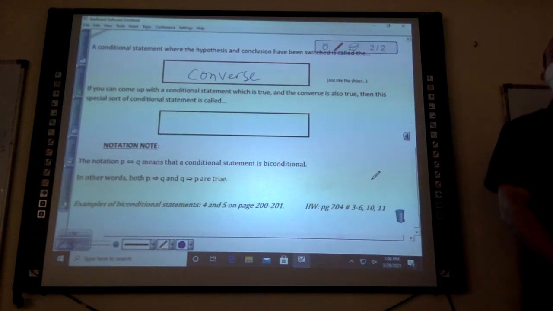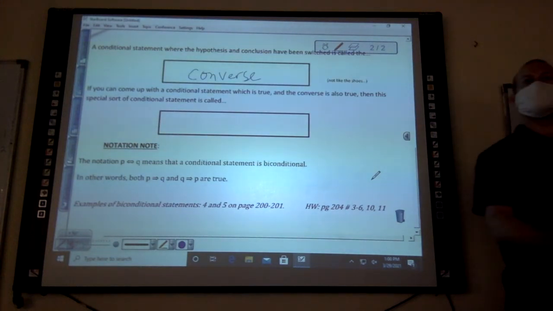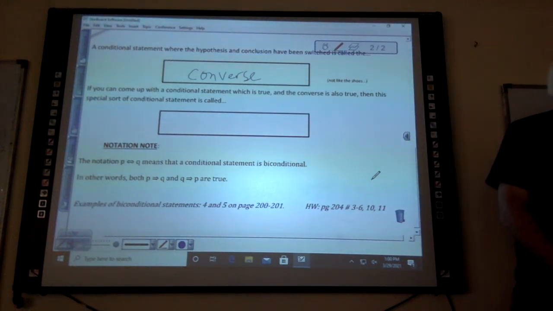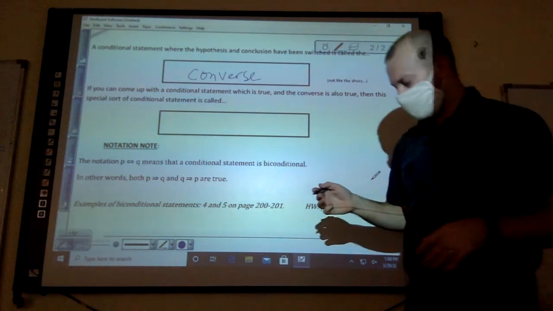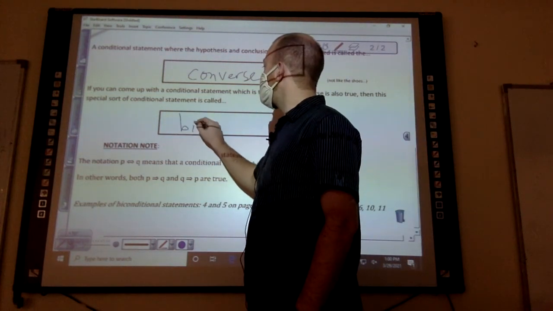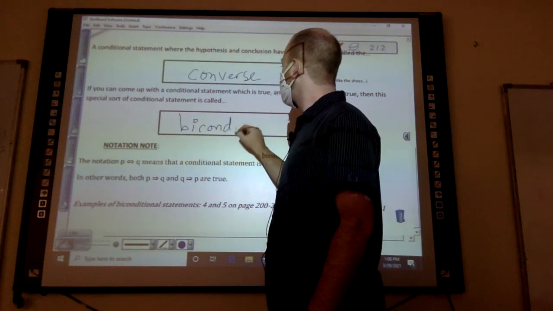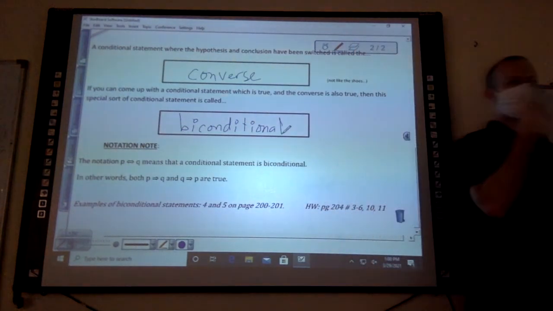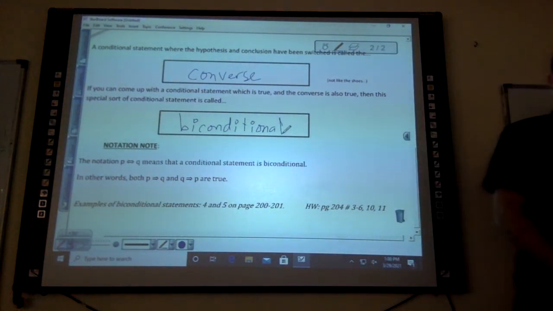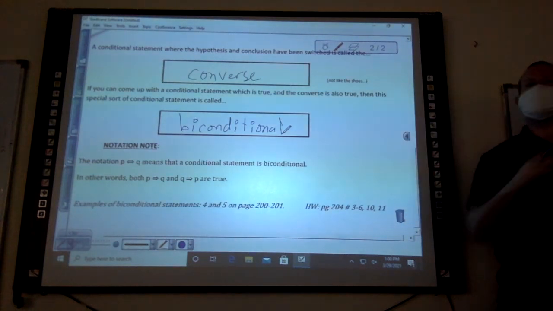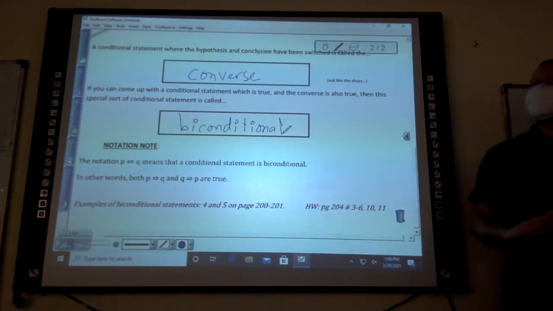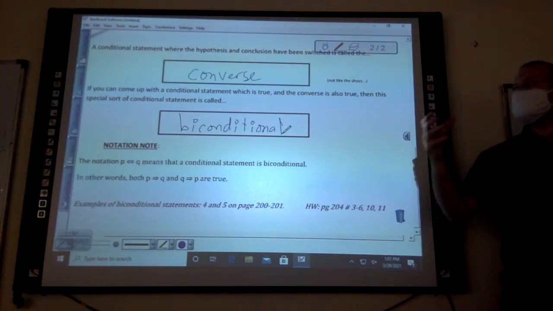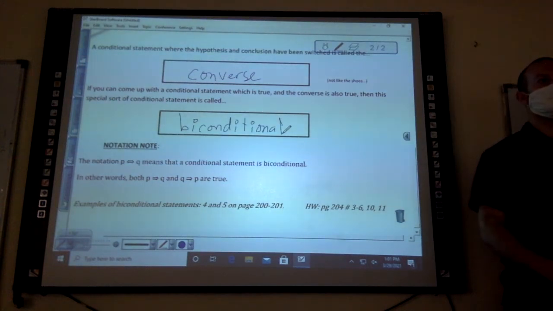So if we can make a statement where the original is true and the converse is true, we have a special word for this. This means that these two things are completely true. There are no counterexamples. These are called biconditional. You should know what bi means. Think about bicycle. It just means two. So two conditions. It works both ways. Meaning, if I can make a statement that works, if P then Q, if Q then P, then we're good.